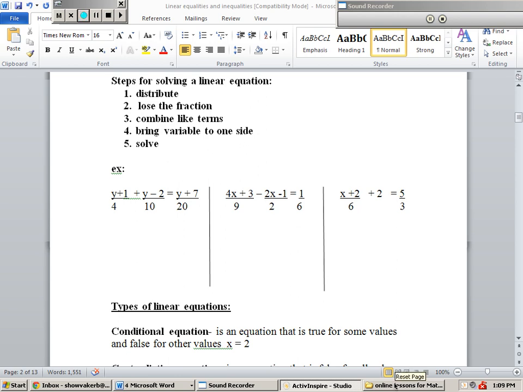On the next one, the 2 doesn't look like it has a denominator, but I can give it 1 by placing it over 1. Therefore, 6, 1, and 3 all go into 6. 6 goes into 6 1 time. 1 goes into 6 6 times. 3 goes into 6 2 times. So x plus 2 plus 12 equals 10. X plus 14, combining like terms, equals 10. Solve. X equals negative 4.